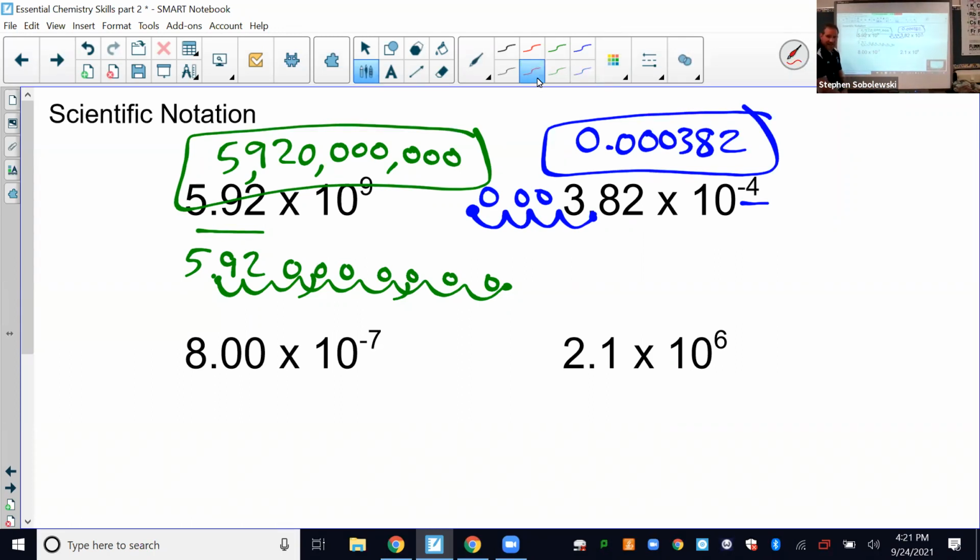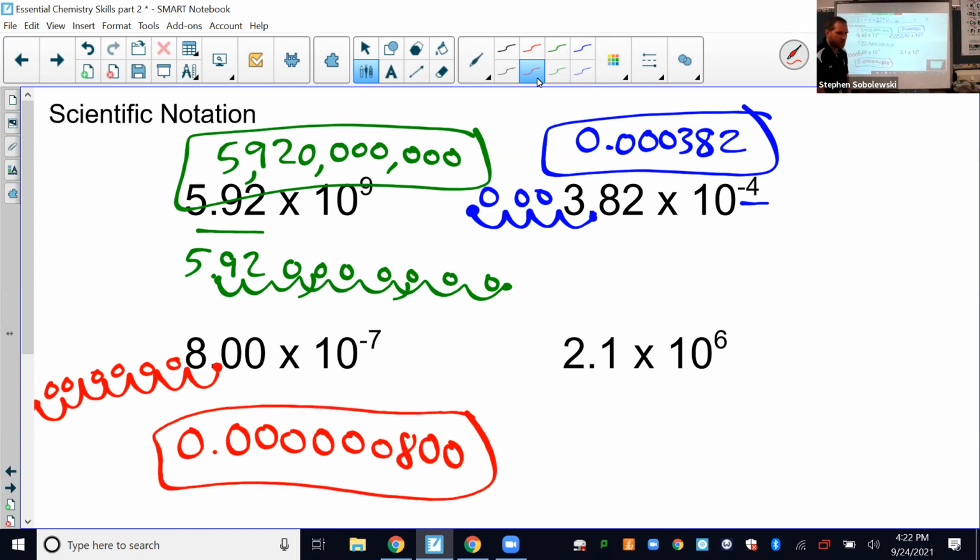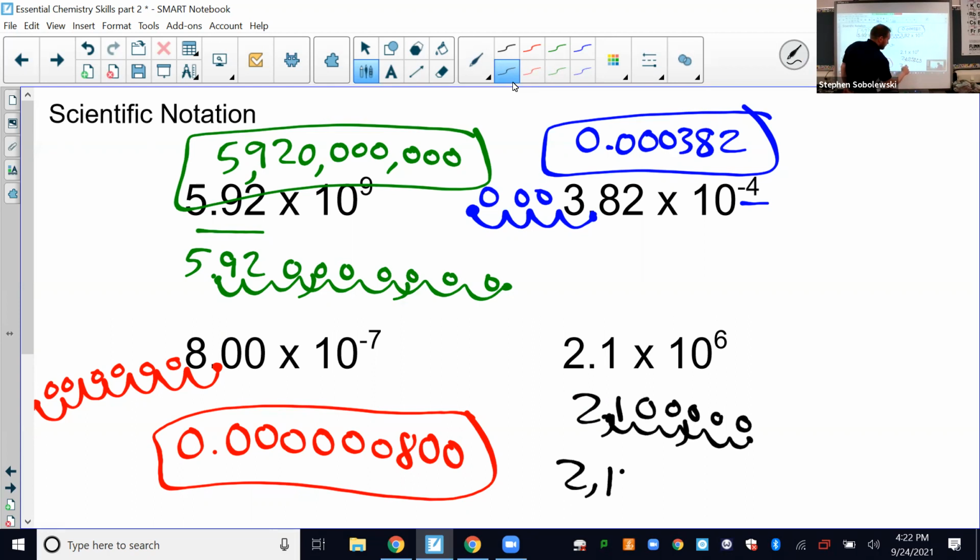Next one, I have 10 to the -7th. This is going to become a very small decimal. So I'm going to grab this decimal point and go 1, 2, 3, 4, 5, 6, 7 times. That's going to give me 0.000000800. And yes, I'm going to include those 2 trailing zeros because since there's a decimal place, they count and they're necessary to include. And finally, 2.1, I'm going to sweep it 1, 2, 3, 4, 5, 6 times to the right. And let's see, comma there, it's going to be 2,100,000.